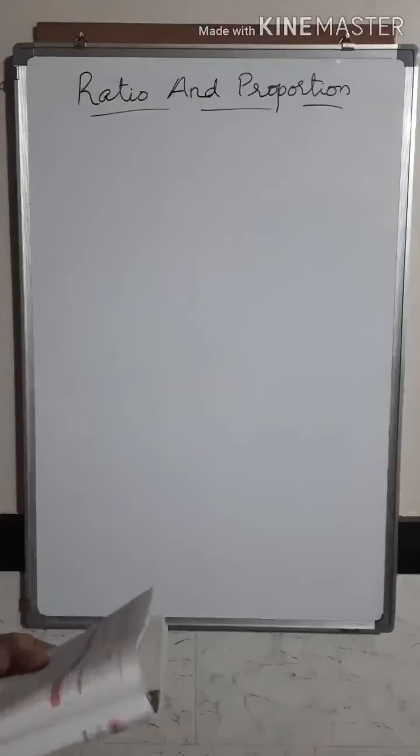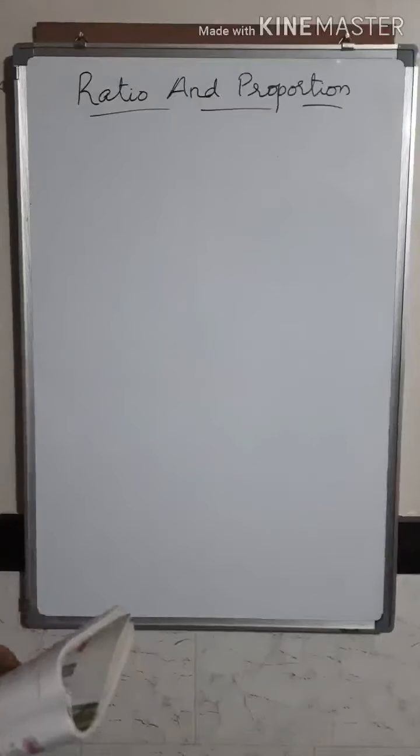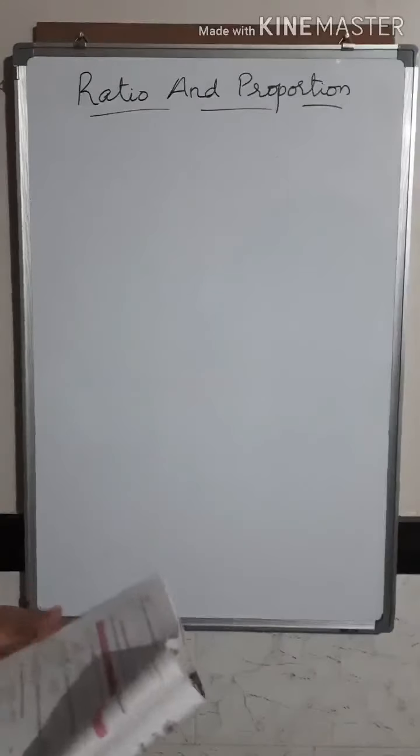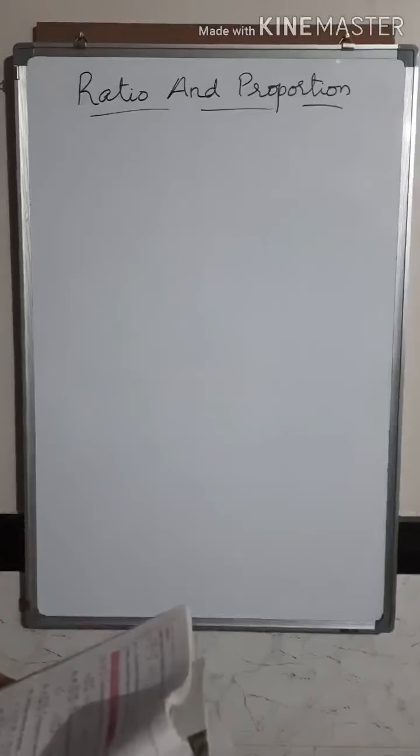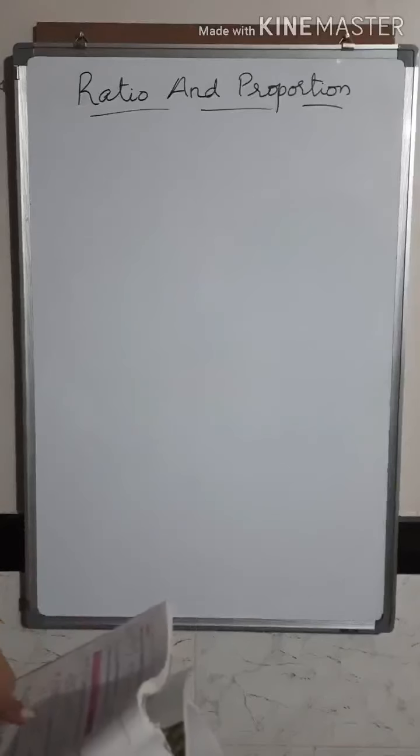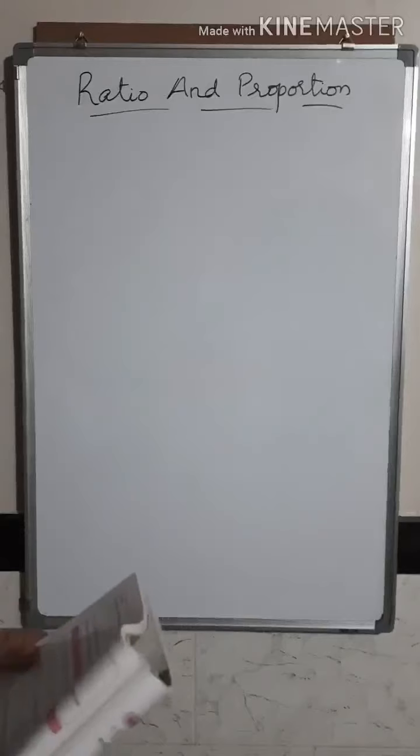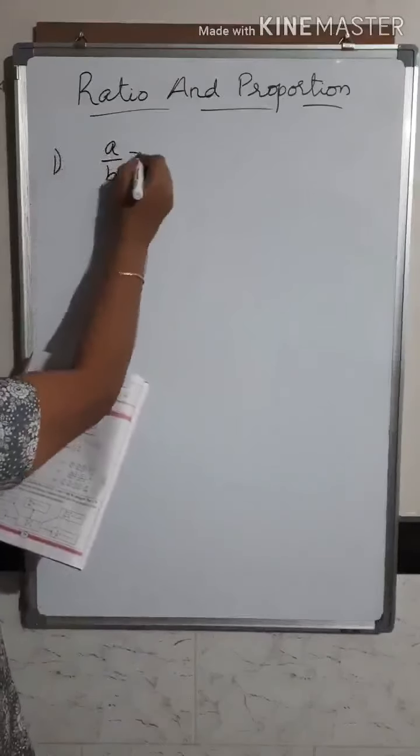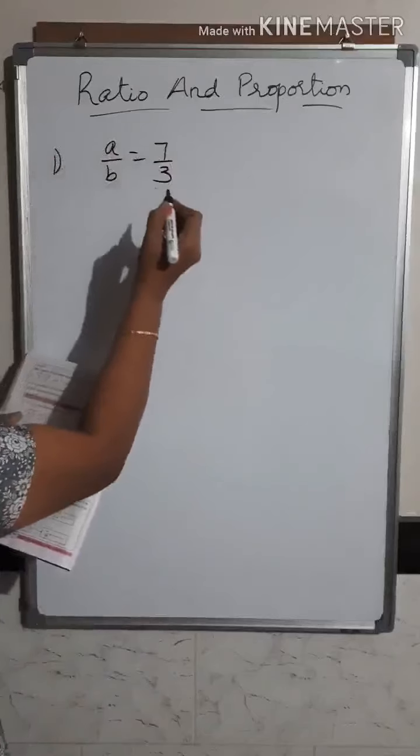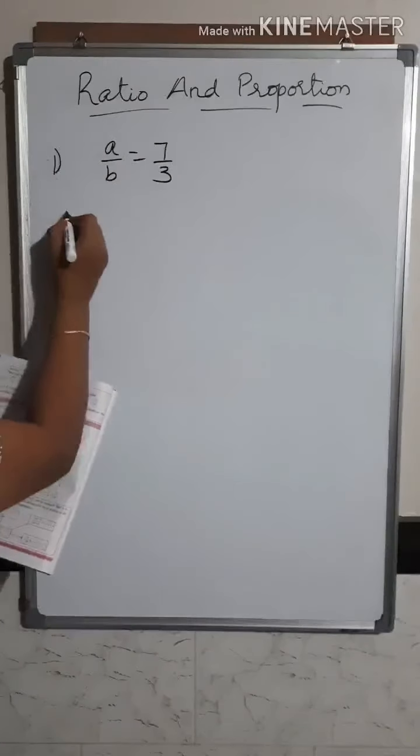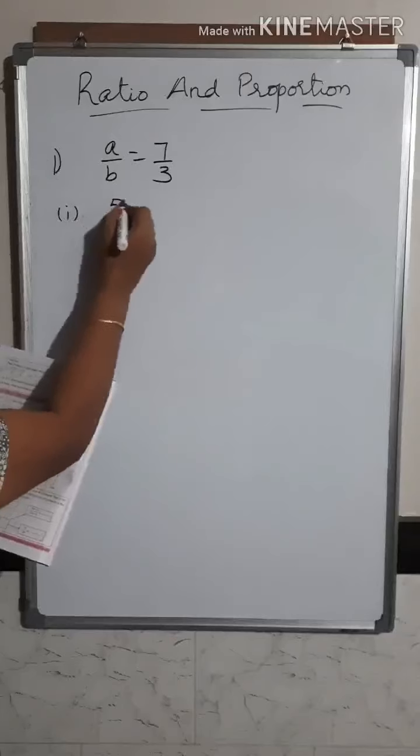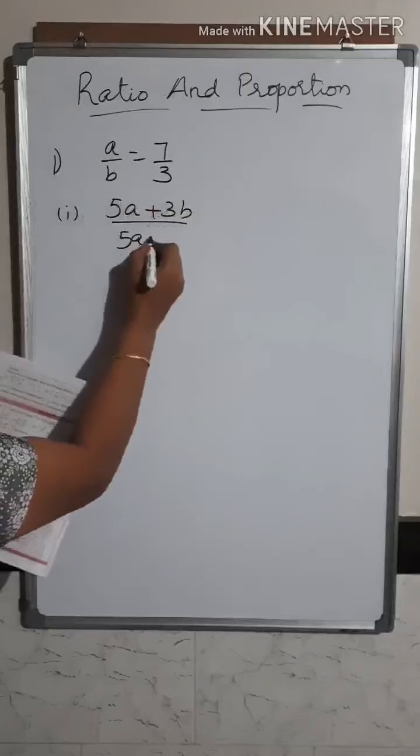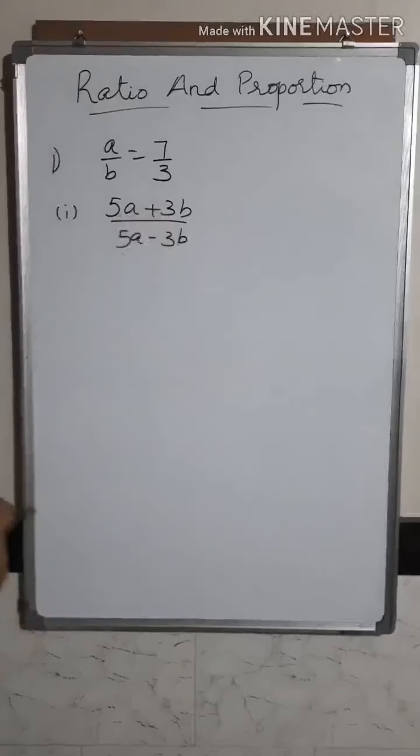Now we'll see how to work out the problems of practice set 4.3. The first problem they have given A upon B is equal to 7 upon 3, and based on that equal ratio, they have given a few sub questions. You have to solve those sub questions. The first sub question: find the value of 5A plus 3B upon 5A minus 3B.